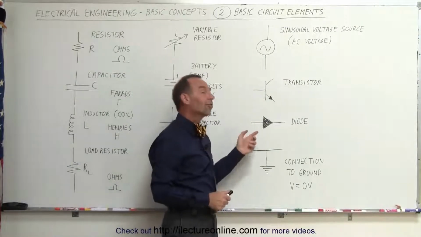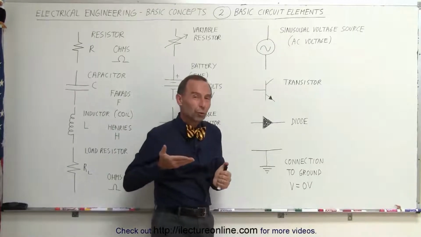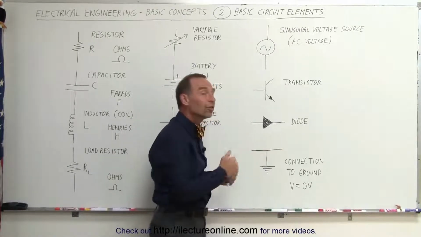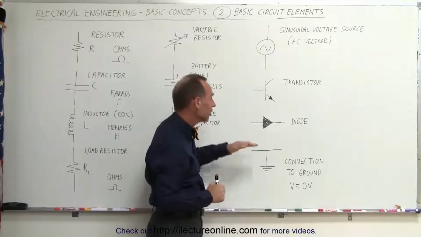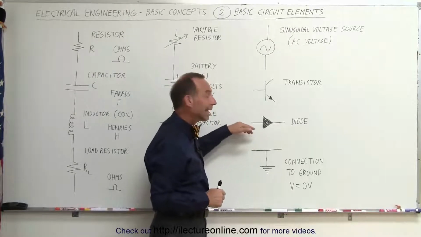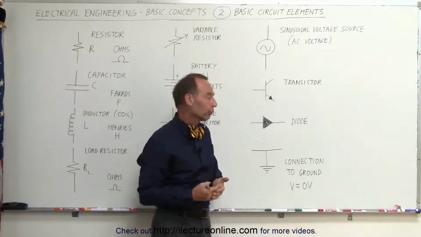Another solid-state device is a diode, which basically only lets current through in one direction, not so much in the other direction, maybe just a small amount of leakage current. So a diode indicates what direction it will allow the current to flow.